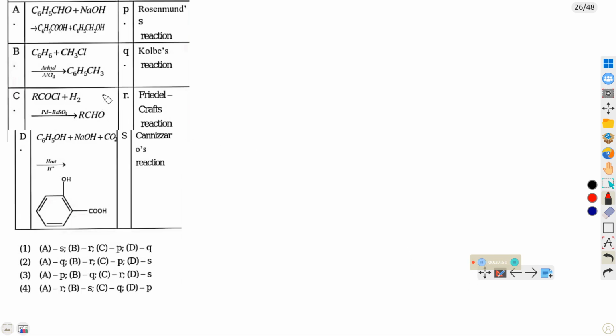Match the following. Aldehyde without alpha hydrogen reacts with NaOH, then it gives carboxylic acid and alcohol. That means this is nothing but the Cannizzaro reaction. Self-oxidation, self-reduction takes place. A, yes, only one option is there. B, right or wrong, check it. Yes, benzene, Friedel-Crafts reaction. Acid chloride reacts with Pd/BaSO4 gives aldehyde, Rosenmund reduction. Everything is correct.